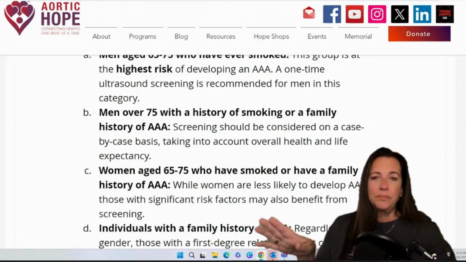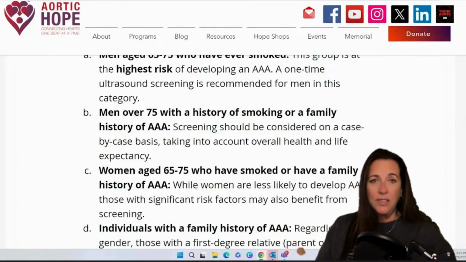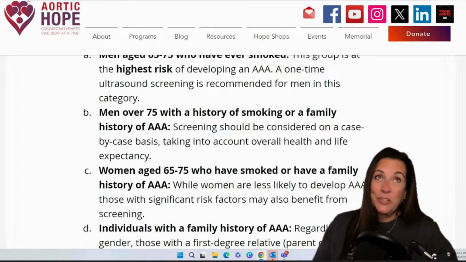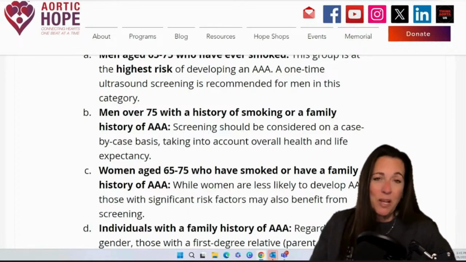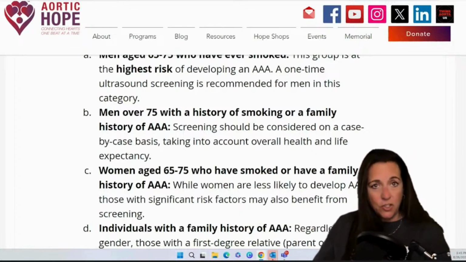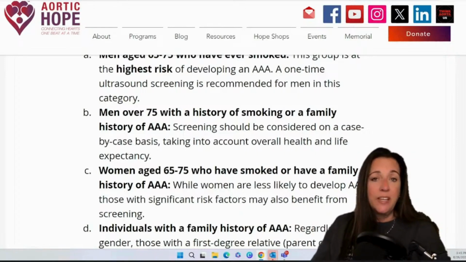Now, women age 65 to 75 who have smoked and have a family history of an AAA, because we're less likely to develop an AAA, I don't think they cover screening for us. So it should not come as a shock or be surprising. It's just ridiculous.